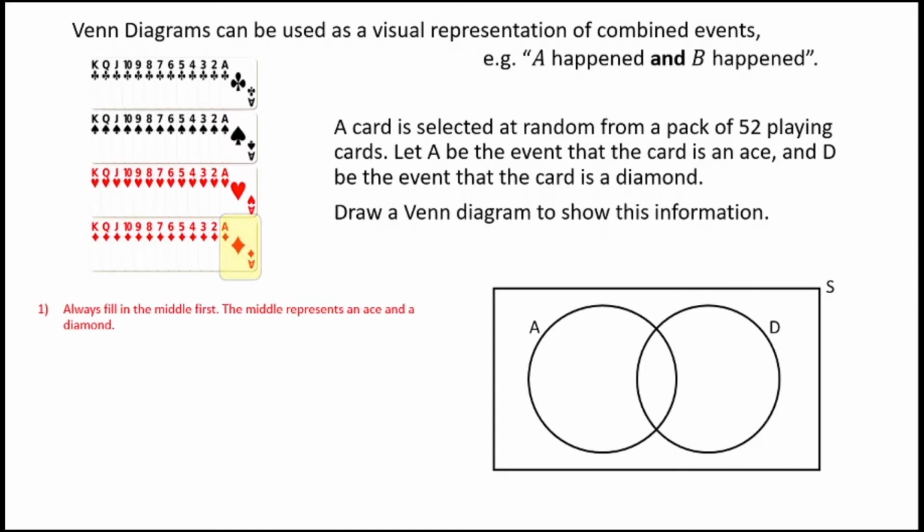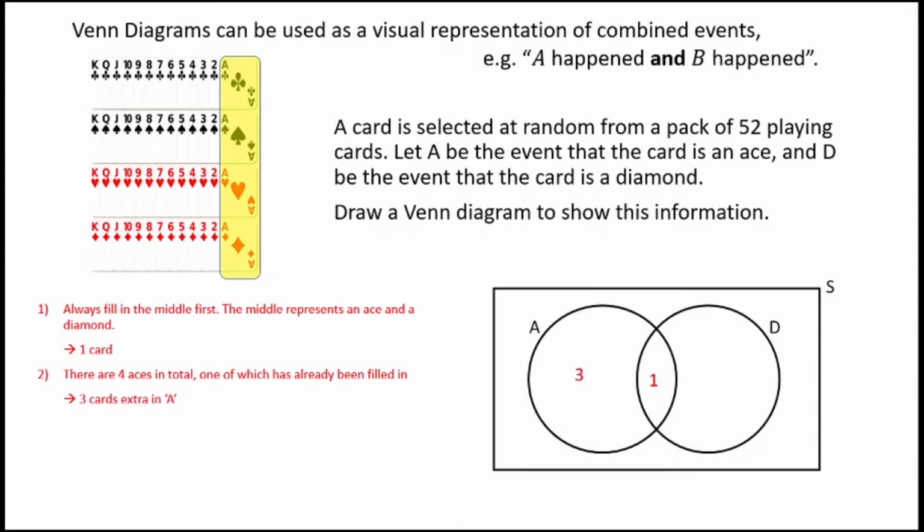Is there anything that satisfies both of these events? Well, there is one card which is both an ace and a diamond. So we can fill that in with 1. From here, we can move on to one of the other sets. What about the aces? There are 4 aces altogether. So the circle for A needs to contain a total of 4. I already have 1, so I need to fill in the rest of the 3 aces. So let's just check that the circle for A still adds up to 4, and I'm still representing my 1 ace that was also a diamond.